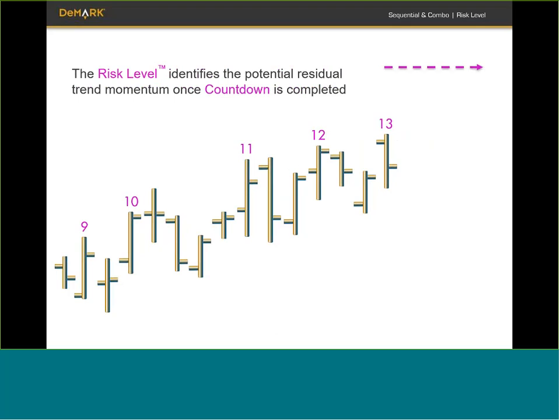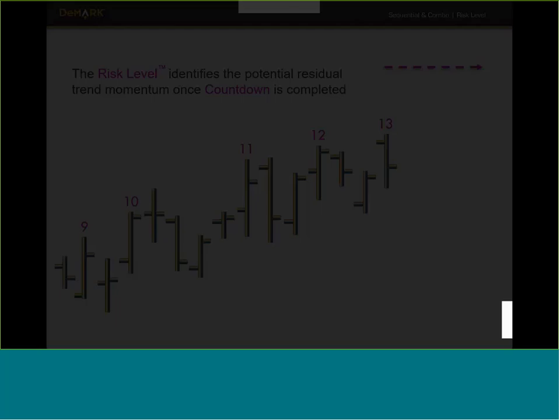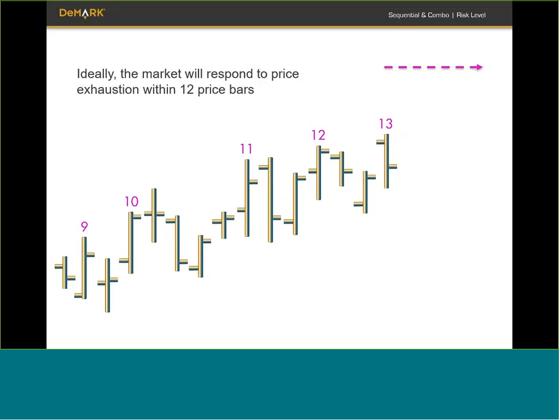But if price were to break beyond that risk level, we would know maybe that trend had more momentum than anticipated. Maybe we're more likely to see continuation. So in addition, with the 13 as a timing tool, we look to see the response to the 13 occur within this zone or area defined by the risk level. And in terms of time, we look to see that exhaustion occur within 12 bars. So that's to say after the 13, we look to see the market start to respond and pull back within the next 12 price bars.